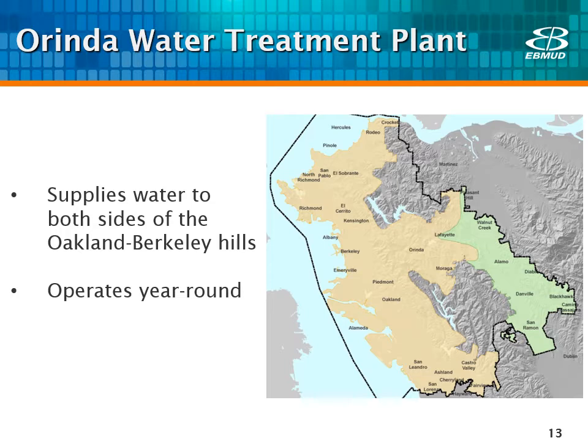However, during the winter months, the Orinda water treatment plant serves all of the Lamorinda area customers via Los Altos Pumping Plant Number 2. The yellow shows the area served by the Orinda water treatment plant during the winters.